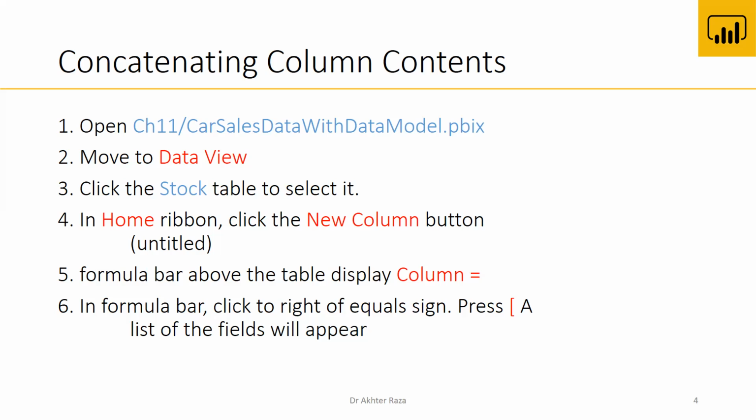There are several possibilities. You have to type the name of the column and press the equal to sign. Then you have to press a square bracket. The square brackets indicate that the names of the fields will appear. So I'm showing you in Power BI Desktop how to implement and concatenate two columns.